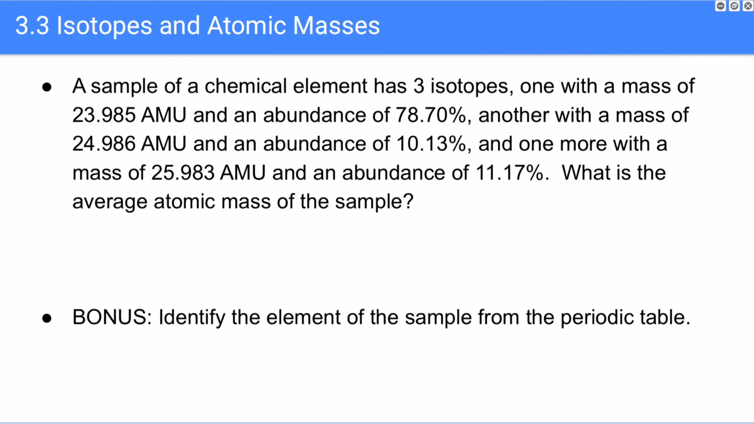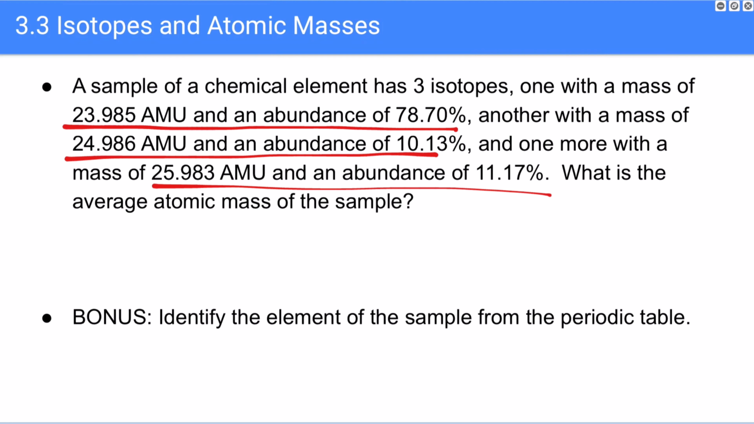So in this instance, we have 3 individual isotopes that we need to take the average atomic mass of, but we follow the exact same rules that we did before. That's one of our isotopes, another one of our isotopes, and a third of our isotopes. So all we need to do is take the individual mass of the isotope and multiply it by the abundance.